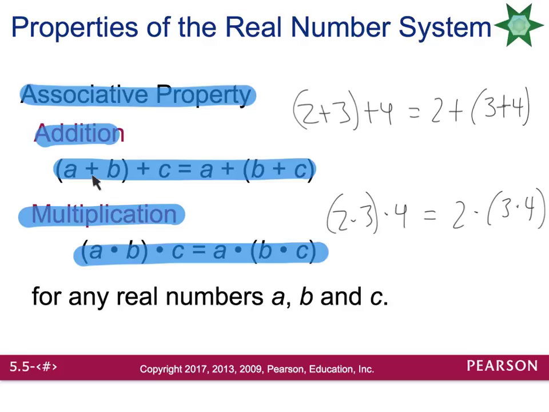Now notice this is only true when we're just adding or just multiplying. If you're mixing the two, it doesn't apply. You can think of the associative properties like an extension of our commutative property, where we're doing more than two and regrouping as we do our addition or multiplication.